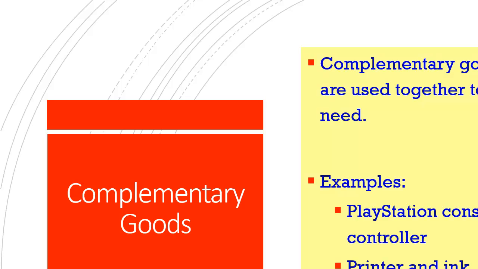Another famous example would be fuel and the car. When you're buying a car, you have to fill it up with fuel. So fuel and cars are complementary goods. Printer and ink is another example of complementary goods. And the PlayStation console and the PlayStation controller is yet another example of complementary goods.